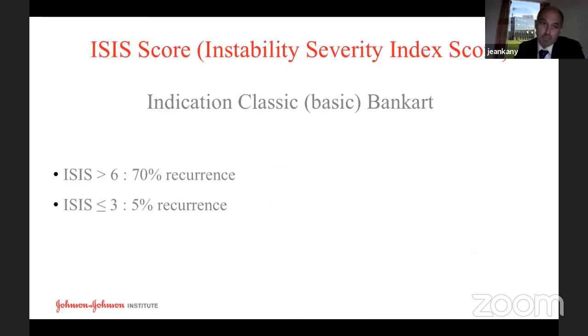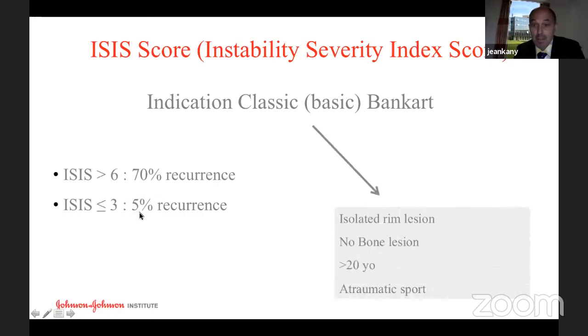If you follow Pascal Boileau and the publications, you can see that when the ISIS score is more than 6, the rate of recurrence after an isolated Bankart repair is more than 70%. If you have an ISIS score less than 3, the rate of recurrence is only 5%. But that means you can propose a classic isolated Bankart only in case of isolated lesion, when you have no bone lesion, after 20 years old, and when the patient doesn't practice any traumatic sport.